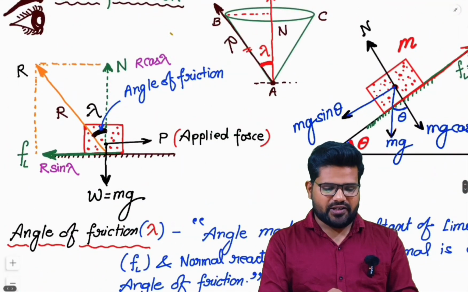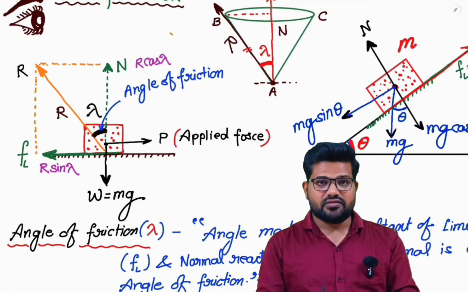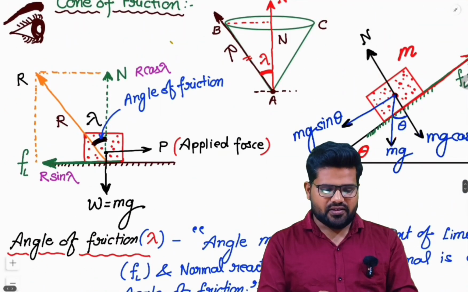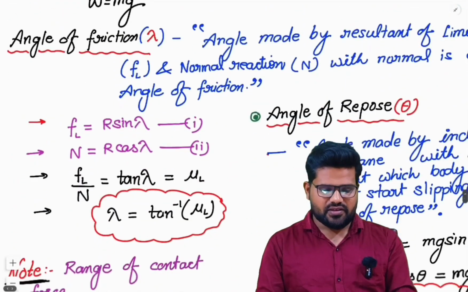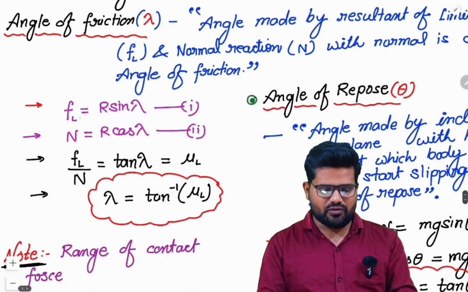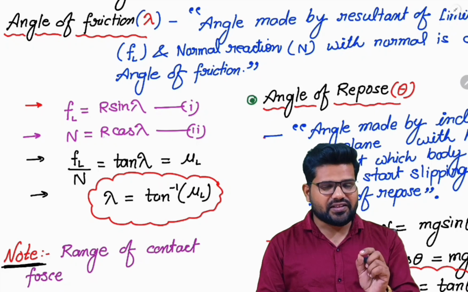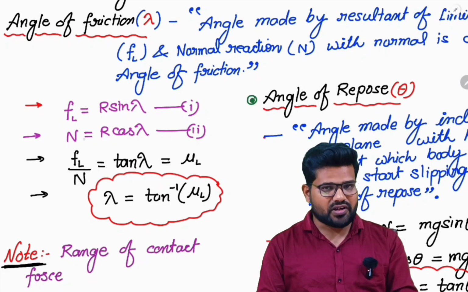The part of the contact force that is in the vertical direction, the normal reaction N equals R cos lambda, and the horizontal component of the contact force, that is R sin lambda, is nothing but the limiting value of the frictional force. So F_L equals R sin lambda and N equals R cos lambda. R is the total contact force, N is the normal reaction, F_L is the limiting frictional force.